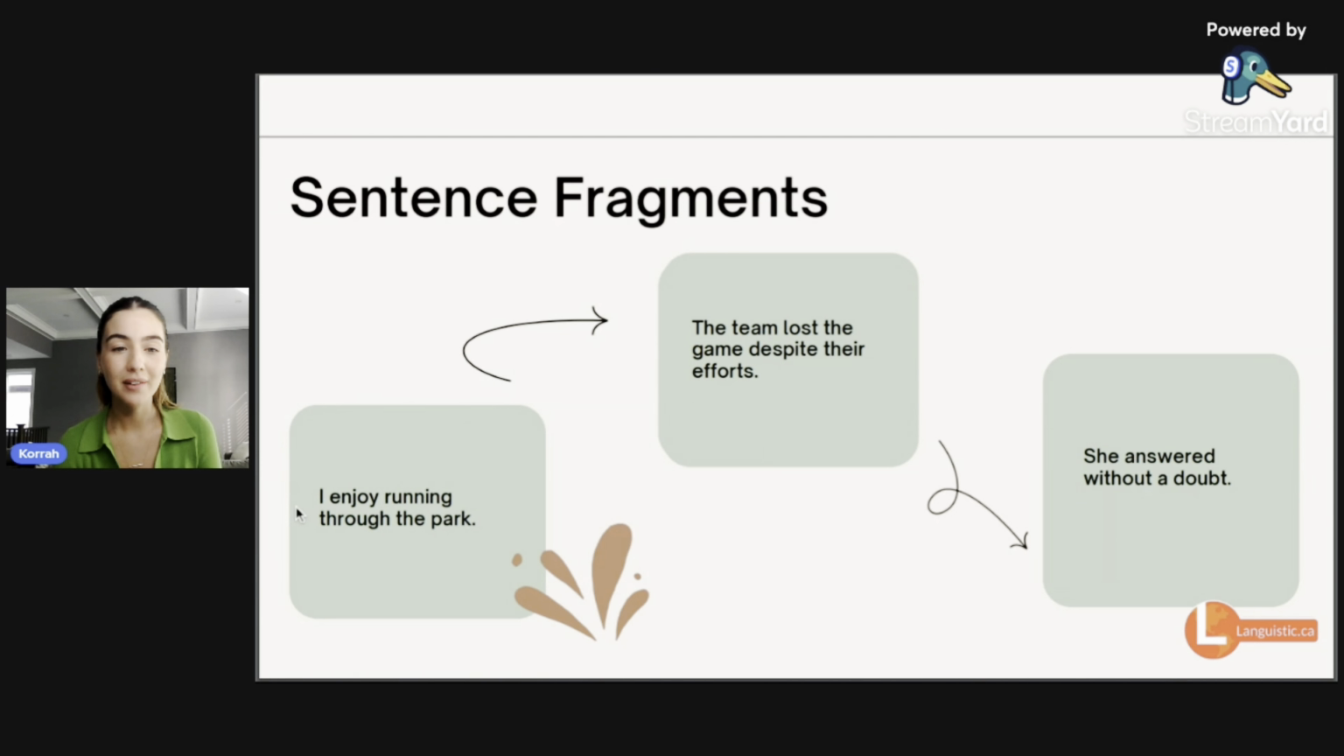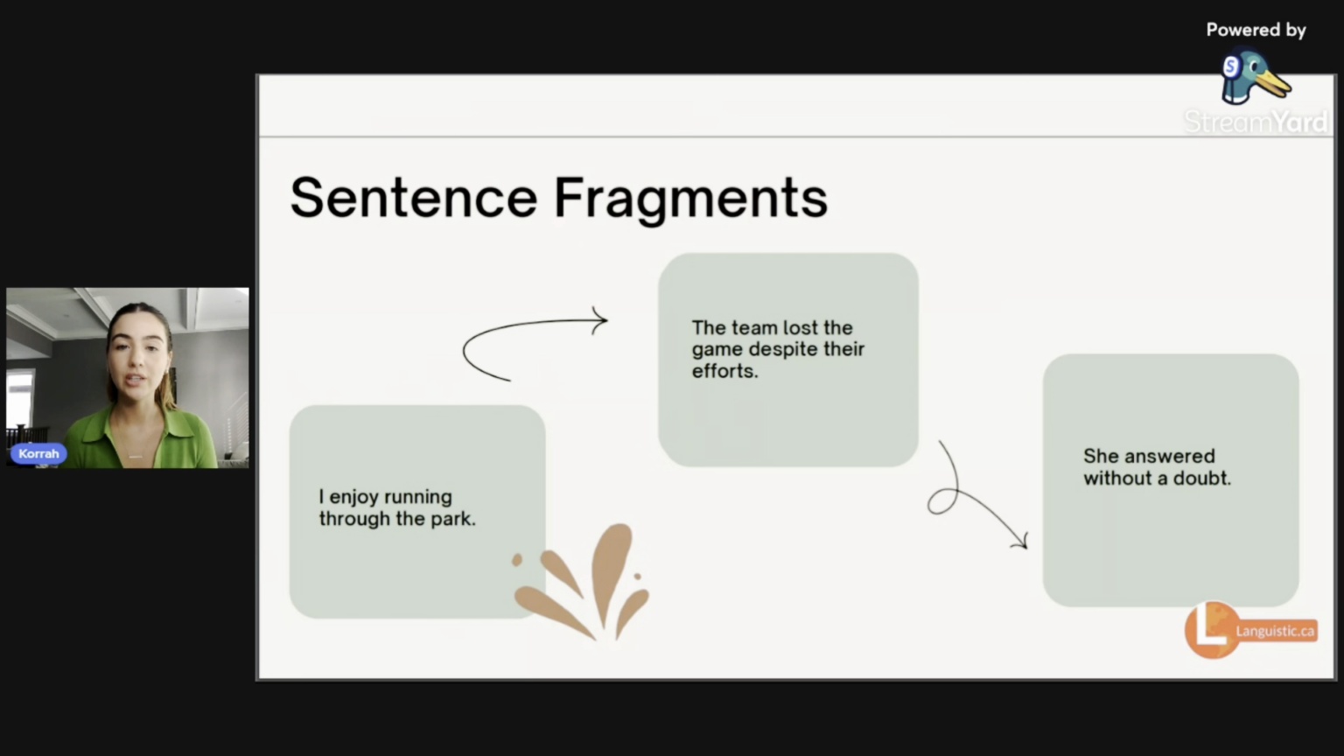The first one, can you read it with me? I enjoy running through the park. Now we have a subject, I, enjoy, which is a verb, running through the park. In the second one, we changed it to: the team lost the game despite their efforts. So now we have a subject, we know the team. We have the verb, well, they lost the game. And then we can say despite their efforts.